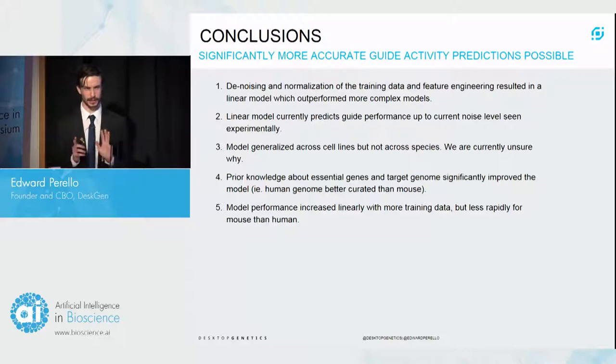But they don't actually generalize very well between species. So the model that you train in mouse is going to be quite different from the model that you train in human. And we're not really sure if this is something to do with the available data in the first instance, or maybe it's just something to do with some quirks of mammalian biology.